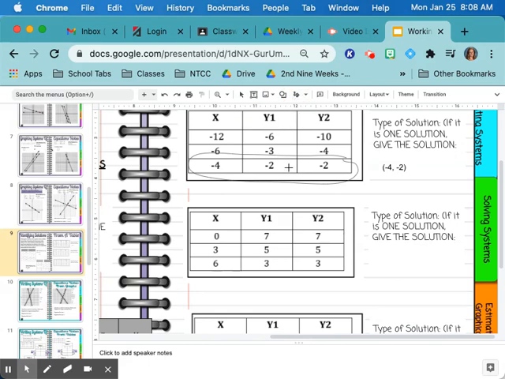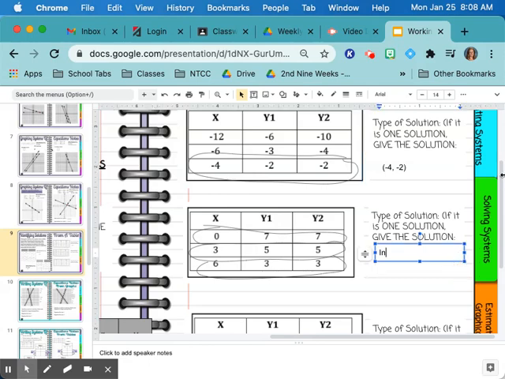Okay, the next one. What do you notice about this? It looks silly. That's the same. That's the same. And that's the same. So what does that mean about the solution? How many solutions do we put? Infinitely many.